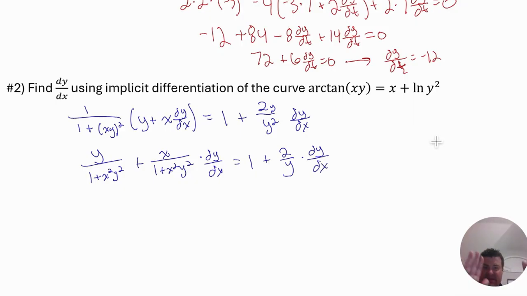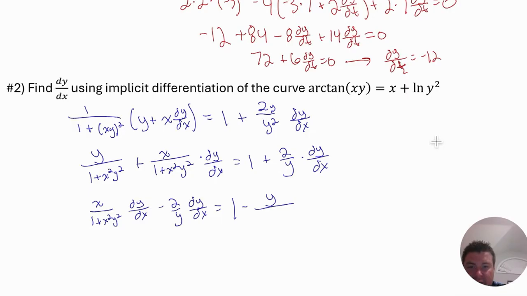Move all my dy/dx terms to the left side, move everything else to the right side. So I'm going to be left with this x over 1 plus x squared y squared dy over dx minus 2 over y dy over dx equals 1 minus y over 1 plus x squared y squared.